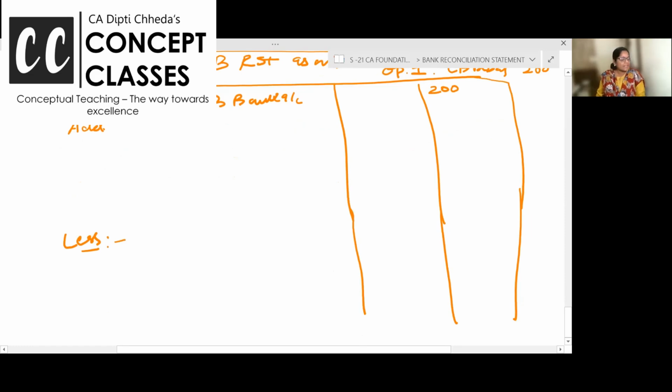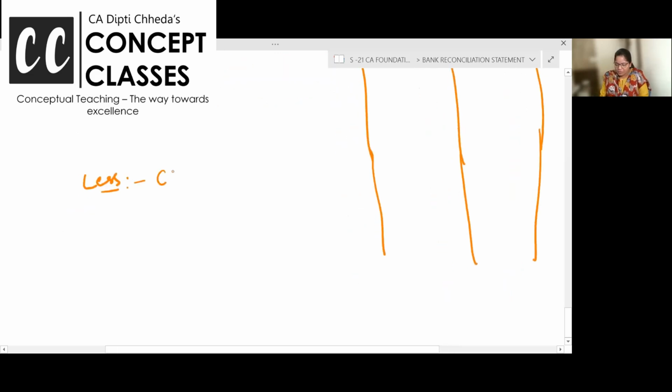Chalo. Let us start. Check deposited but not collected. When I deposited, I debited. Now I want to credit. This is which balance? Debit. Now I want to credit. So what I will do? Less. Check deposited but not cleared. So when I deposited the check, it's debit. So now I want to reverse. So credit.